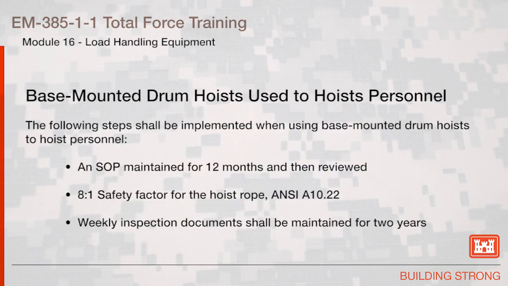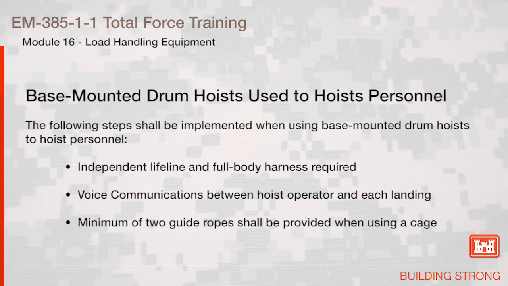The following steps shall be implemented when using base-mounted drum hoists to hoist personnel. An SOP shall be maintained for 12 months and then reviewed. An 8-to-1 safety factor for the hoist rope in accordance with ANSI A10.22. Weekly inspection documents shall be maintained for 2 years. Independent lifeline and full body harness required. Voice communications between hoist operator and each landing. And a minimum of 2 guide ropes shall be provided when using a cage.